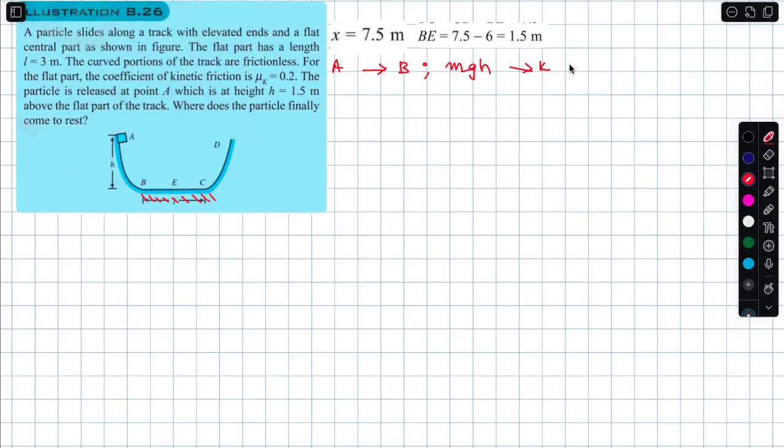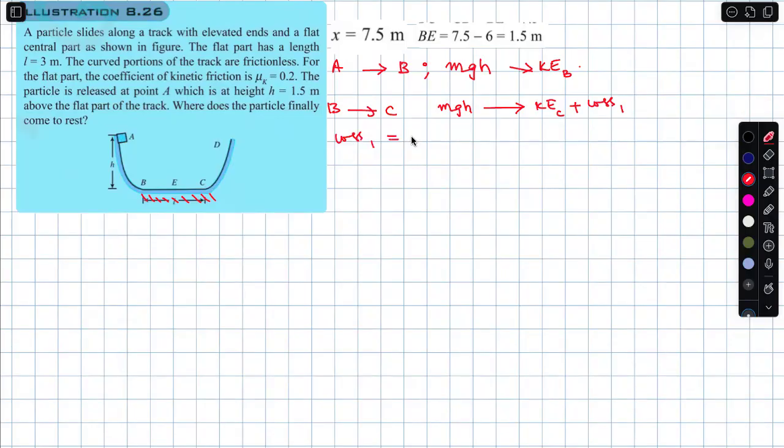mgh, that is totally as kinetic energy at B. Fine. The problem is, in the process of B to C, you will lose some energy. Why? Friction does negative work. So at B, when you have total mgh energy, by the time you reach C, the kinetic energy at C plus there is a loss, loss one. So what is loss one?